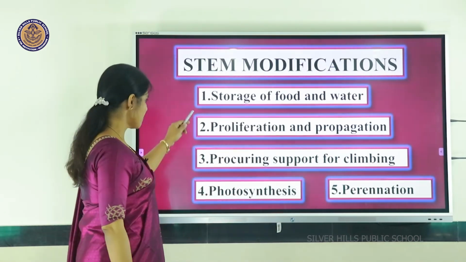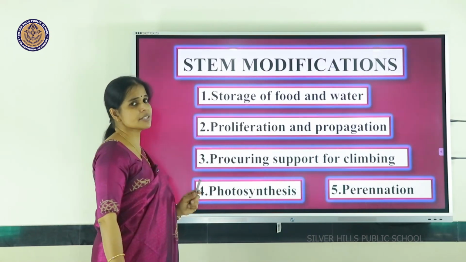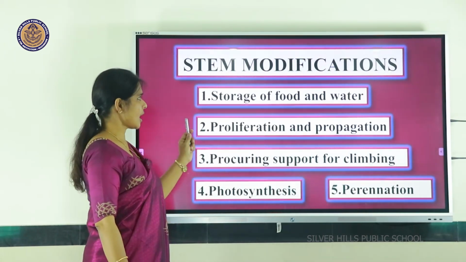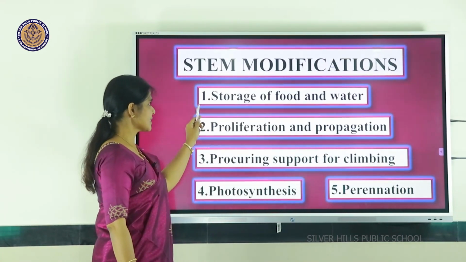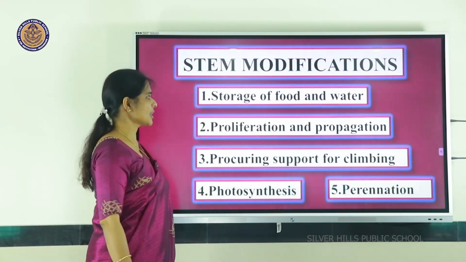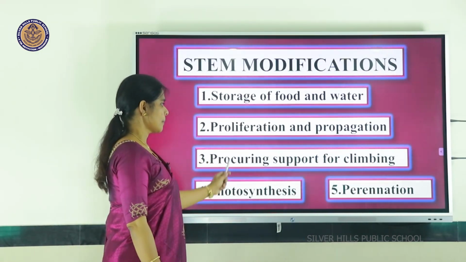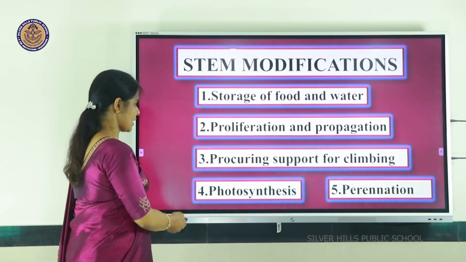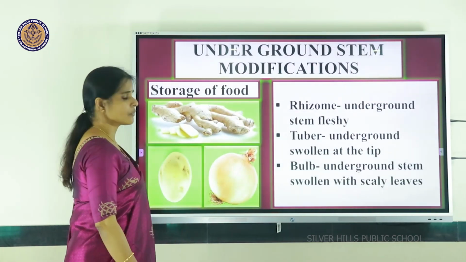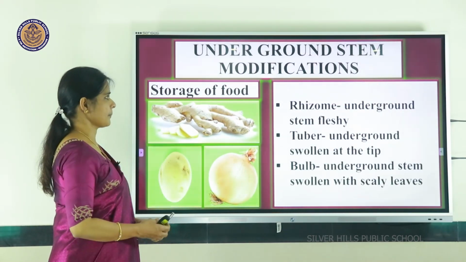So, these all important functions will be conducted by the stem after having certain modifications. So, these are the modified stems that helped out for storage of the food and water, proliferation and propagation, procuring support for climbing, photosynthesis, perennation. Each one we have to study in detail. For that, the stem modification.